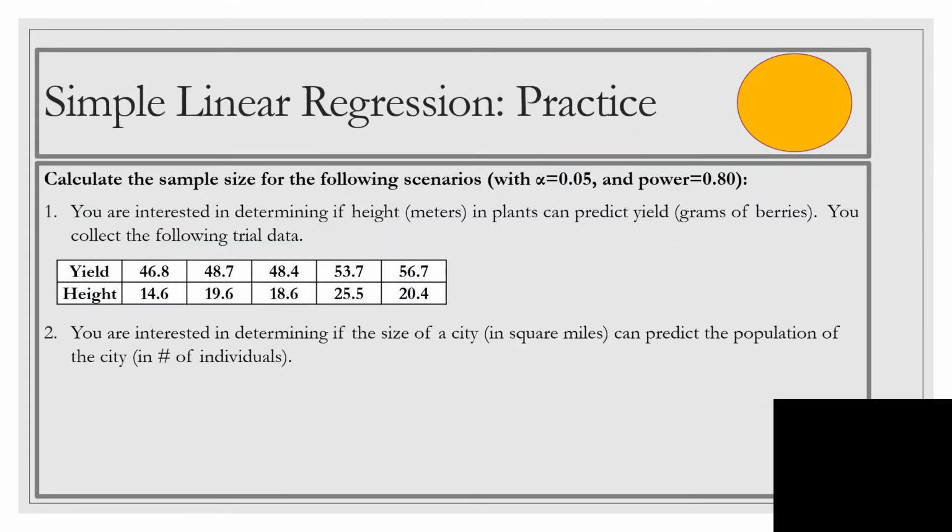Here are two practice examples for simple linear regression, one on plant data, the other on city data. Take some time and pause this module to work these out on your own before continuing on to the answers.